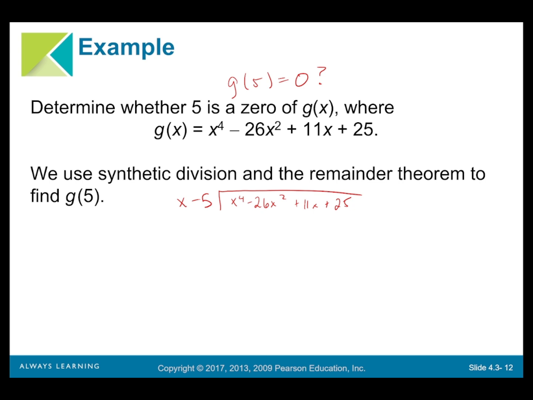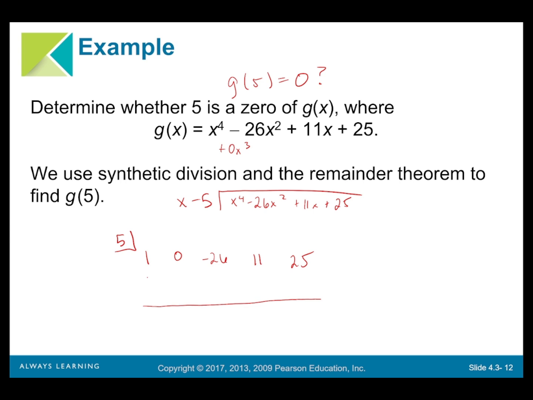So synthetic division requires that we fill in some placeholders. Notice how our x cubed term is missing. Then we have 4, 3, 2, 1, and none, essentially, in our exponents. So our placeholders would be written out as 1, 0, negative 26, 11, and 25. And we know our goal is to see what's happening with 5. That's our c value here. And we draw ourselves a bar to leave us some space.